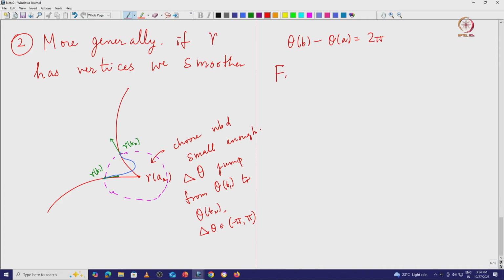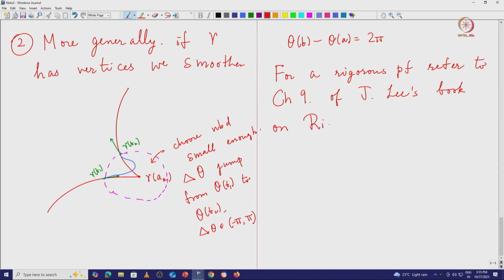So this is of course a very hand wavy argument. For a rigorous proof, refer to chapter 9 of John Lee's book on Riemannian manifolds. All right, so that basically completes the proof of the rotation angle theorem.